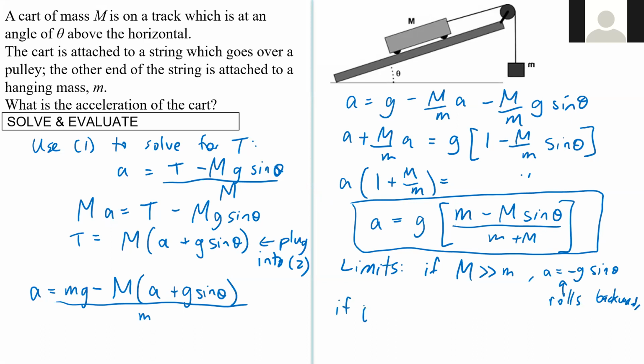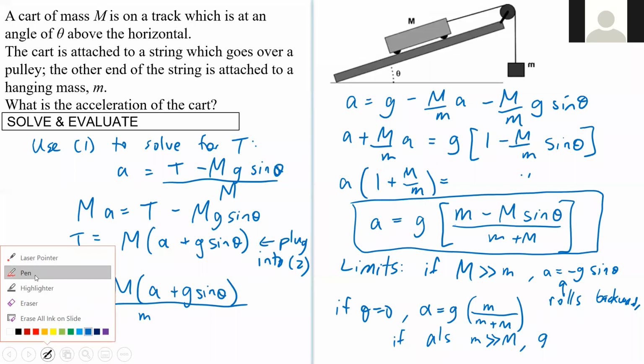Also, if theta equals 0, then A is equal to G times little m over M plus m. The whole thing will accelerate that way. And then also, if theta is 0 and little m is much, much greater than M, then A is equal to plus G.